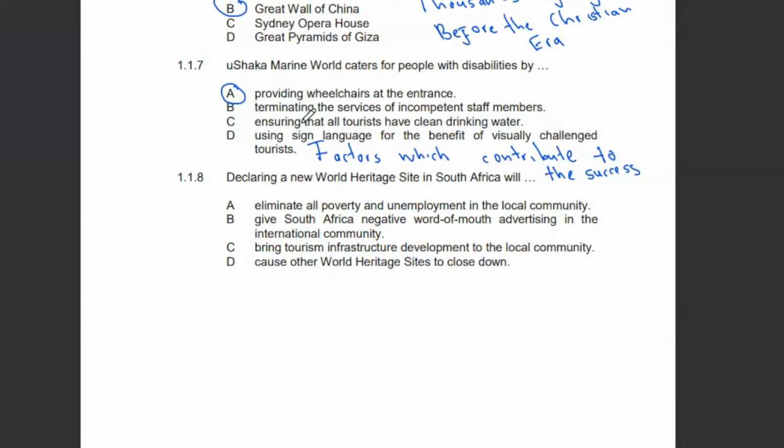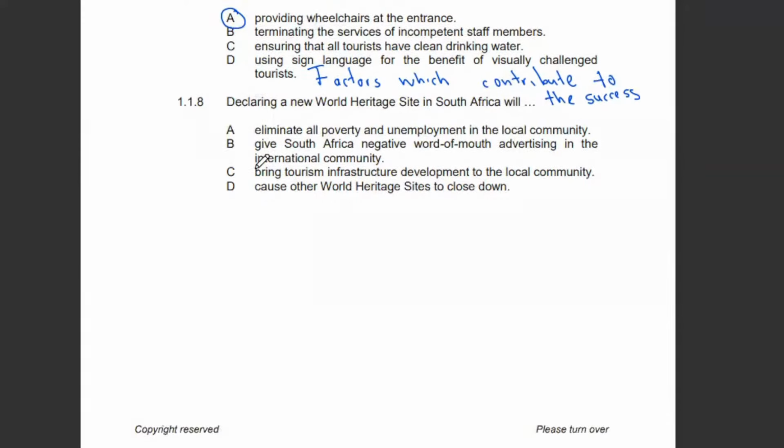Then ensuring that all tourists have clean drinking water. That borders more on general safety and health. Then using sign language for the benefit of the visually challenged tourist. This one wouldn't make sense because sign language does not apply to what? To visually challenged tourists. So obviously B, C, and D will be eliminated as wrong answers in that particular case. Now let's move on to 1.1.8.